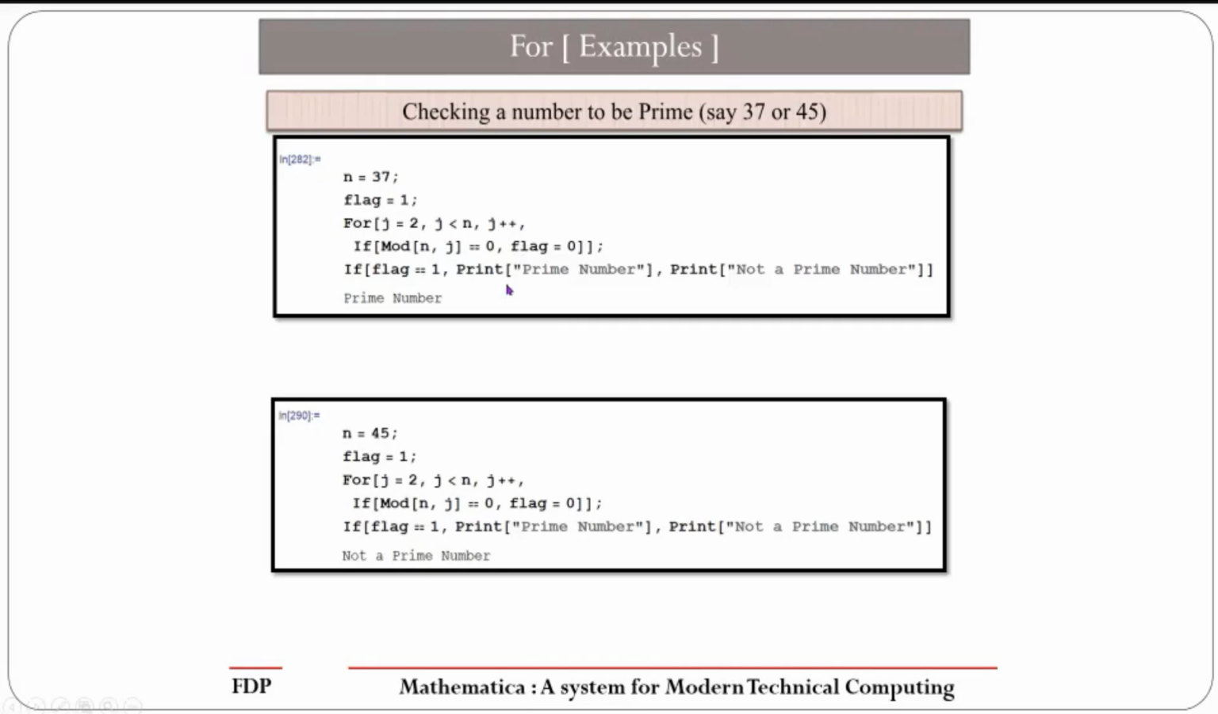So here for the checking of a prime number, you can put n is equal to 45 here, and the code is the same, and you will get not a prime number. So that is the use of flagging.